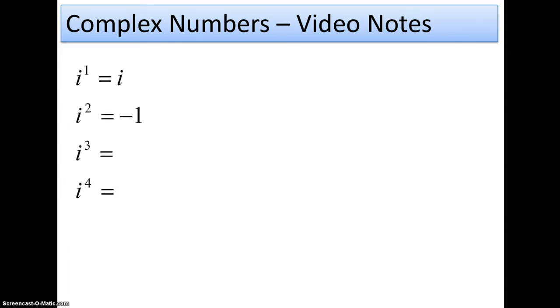Okay, going on, we're going to take a look at higher powers of i. So we know i to the first is i, i squared is negative 1, which we saw earlier. What's i cubed and i to the fourth, or what's i to the 100th? Remember that i cubed really means i times i times i, which is the same as, if I group these two together, i squared times i, and i squared is negative 1. So negative 1 times i is just negative i.